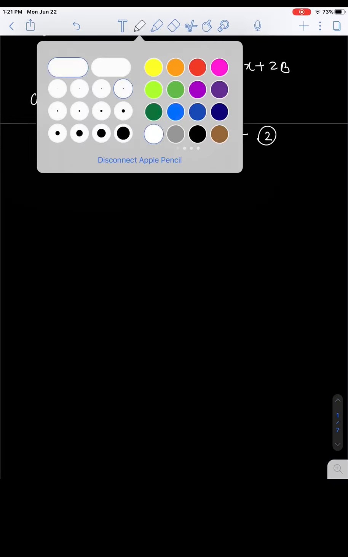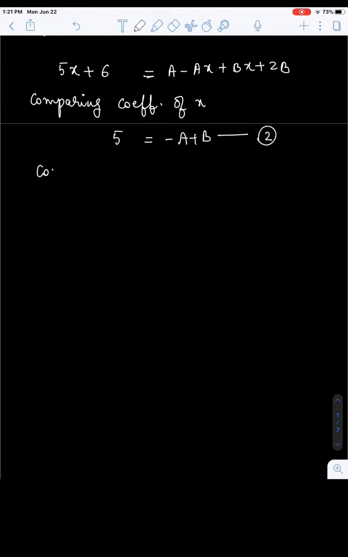I will compare constants now. That is comparing constants. So constant term means, I think you know what is constant. 6 is constant. Here what are constants? There are two. One is a, the other is 2b. So take like that. That is 6 is equal to a plus 2b. This is equation 3.